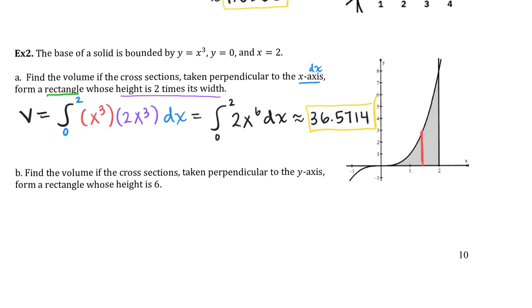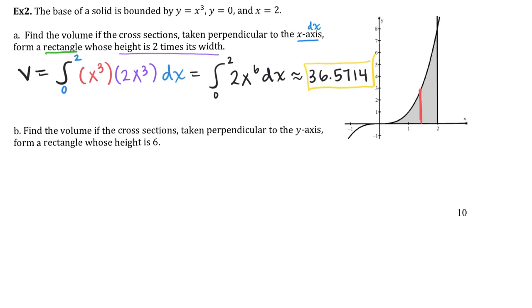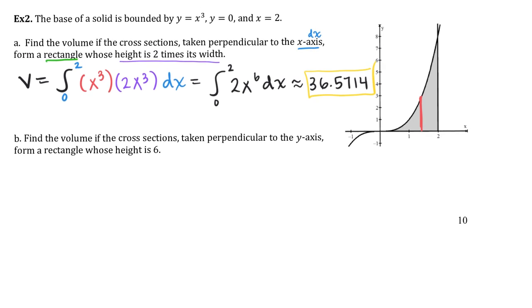Okay, one more example here. Find the volume if the cross sections taken perpendicular to the y-axis form a rectangle whose height is 6. So it's the same figure, same functions. Since I'm doing perpendicular to the y-axis, I do know this is going to be dy, or with respect to y. Let's just try it. Y-axis. So I have my equations. Oh, but they're not solved. So let me solve them real quick. No, let me just start it.